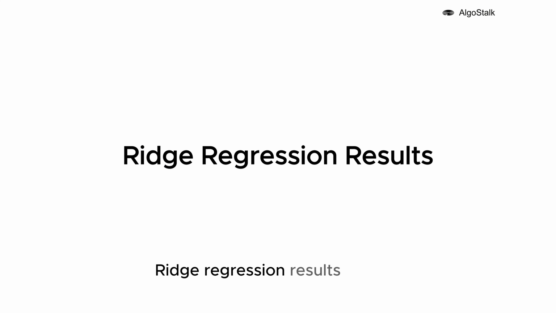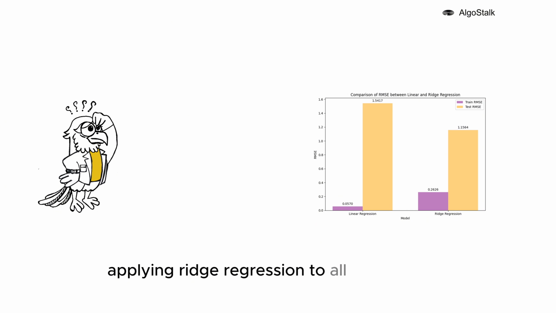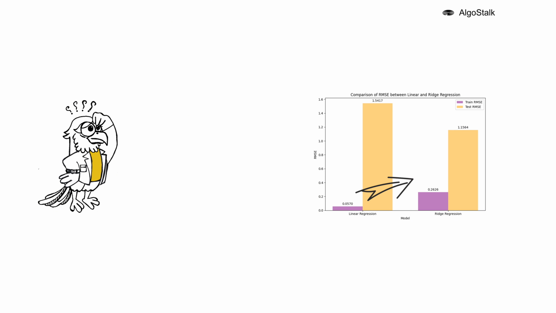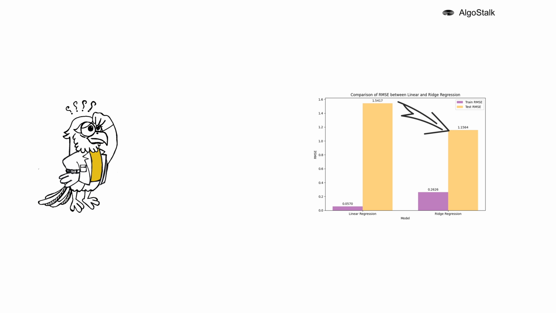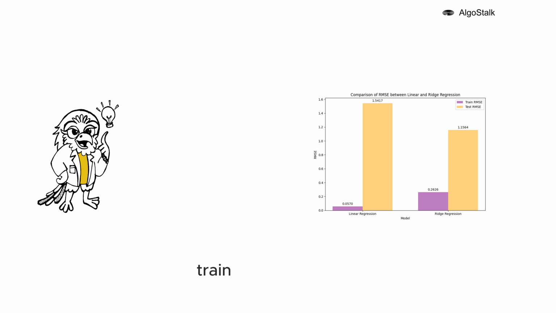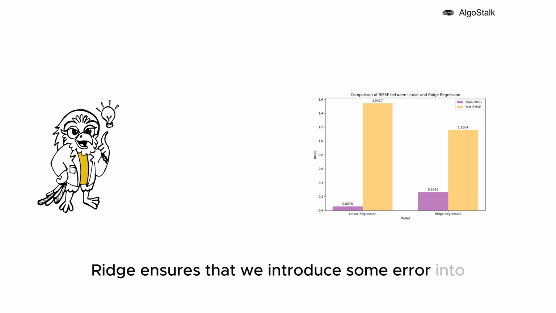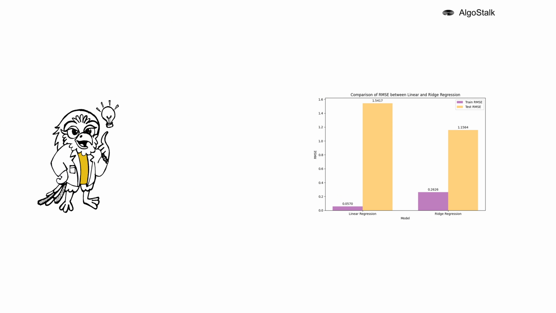Ridge regression results, RMSE. Applying ridge regression to all the suspects brought some interesting results. While the RMSE for the training data increased, the RMSE for the test data decreased. What does this mean for the investigation? Train RMSE increased. This indicates that the model is not overfitting the training data. Comparatively, by penalizing large coefficients, Ridge ensures that we introduce some error into the training process to prevent overfitting. Test RMSE decreased. This is a positive sign that our model is now better at generalizing to new, unseen data. Ridge has reduced overfitting and improved the model's ability to handle test data.